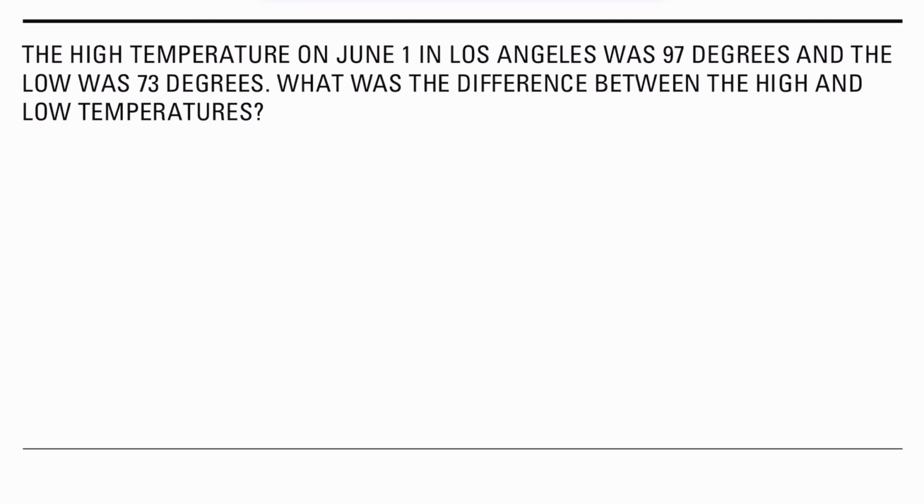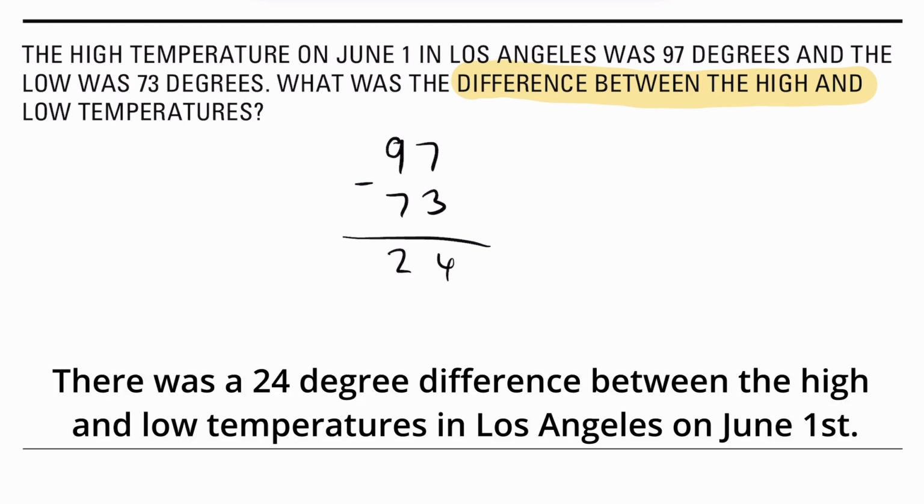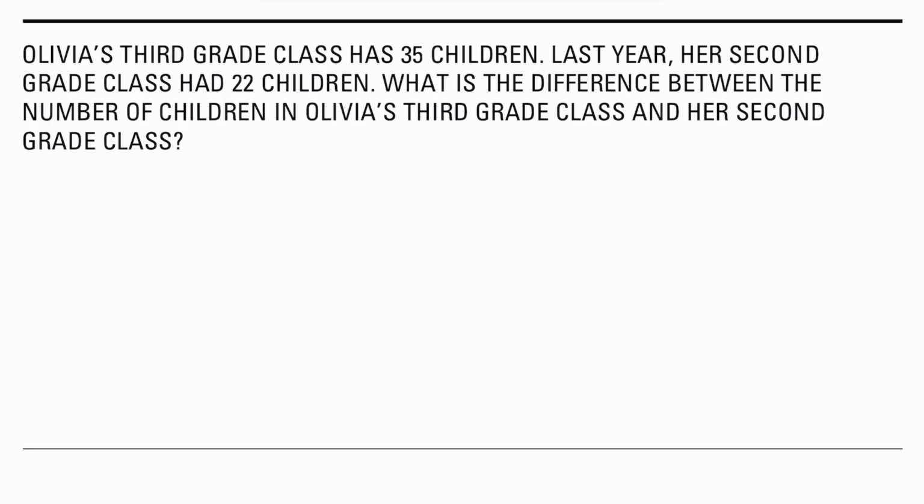And so in this one, we're looking for the difference again. The last one would have been in Celsius. This one would have been in Fahrenheit, and we should actually include our units, but I didn't, so don't copy me. So we're looking at the high temperature minus the low temperature. And so we've got 97 minus 73. And so 7 minus 3 is 4. 9 minus 7 is 2. And so there is a 24 degrees Fahrenheit difference between the high and low temperatures on June the 1st in Los Angeles.